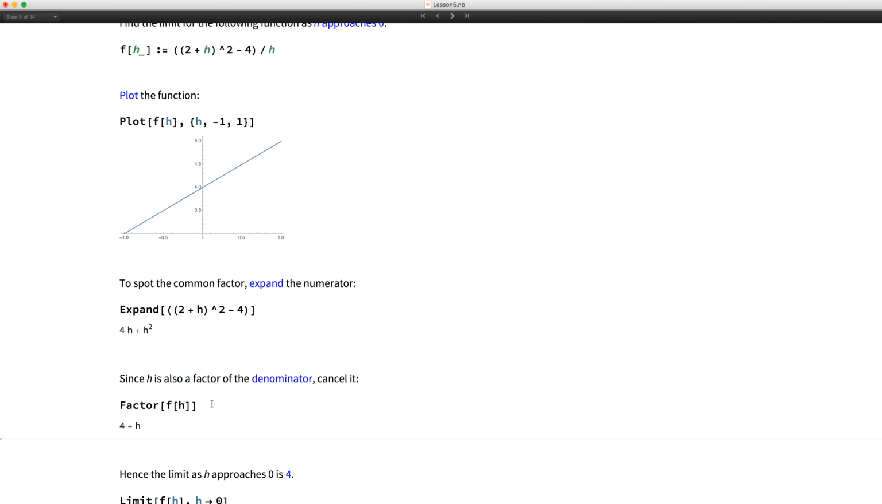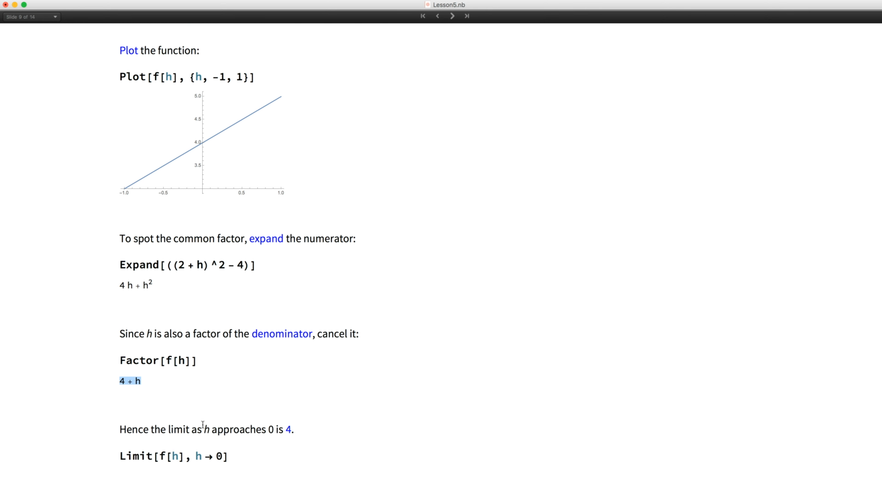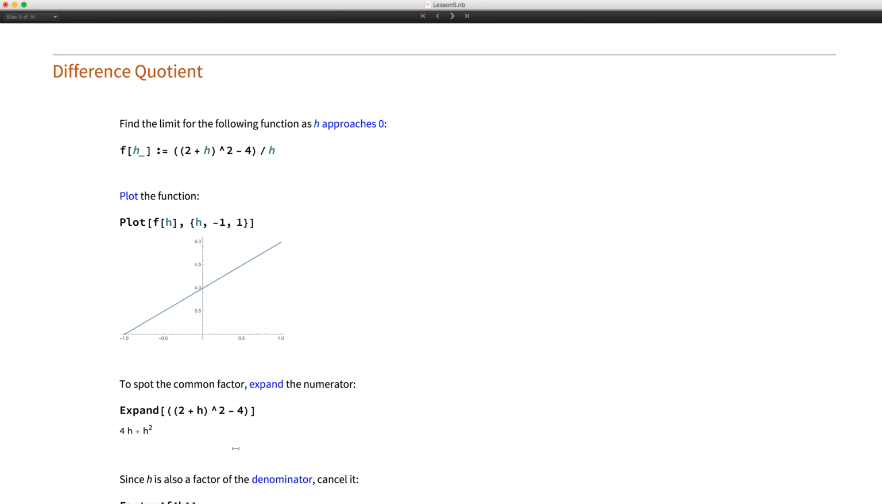So that function over there, f, which looked difficult, is in fact just 4 plus h. And then what you can do is you can work out the limit of f as h approaches 0 and get the answer as 4. So we've learned now that sometimes cancelling factors is a really good idea.